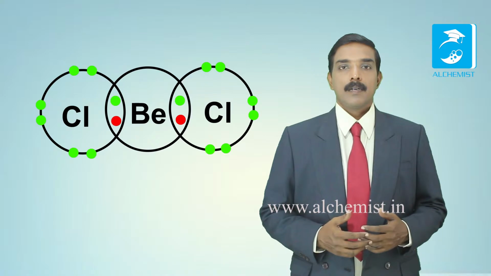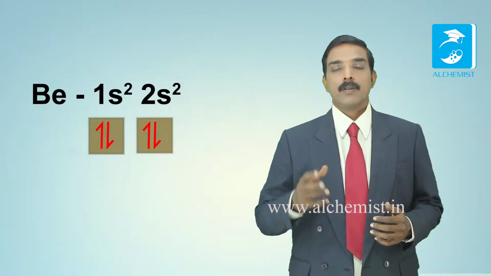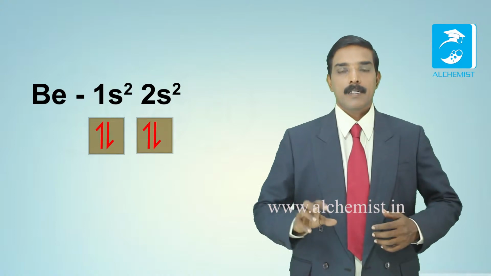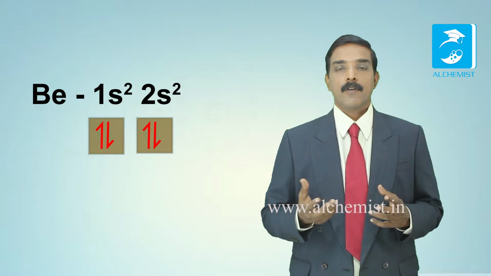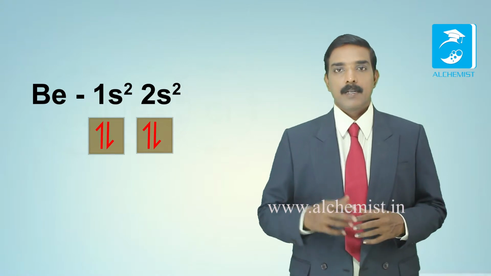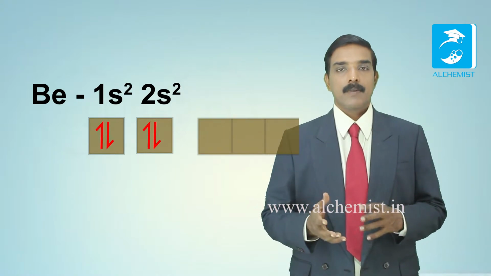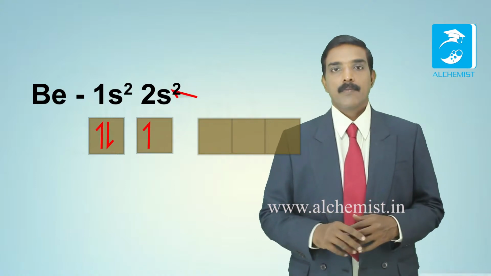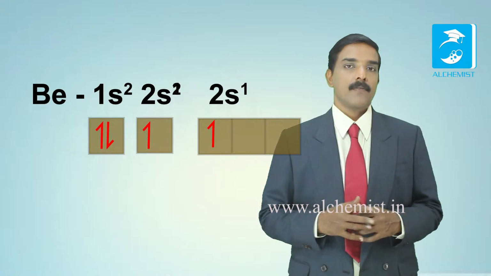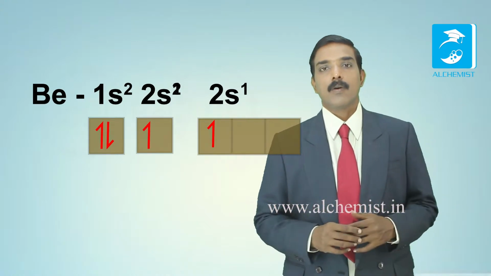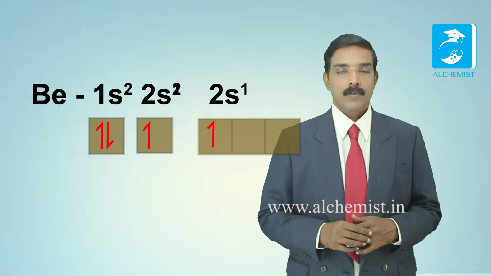But when we examine the electronic configuration of beryllium atom, there is no such half-filled orbital in the ground state. But when beryllium atom forms bond with the chlorine atom, one of the two s electrons will excite to the 2p orbital, forming two half-filled orbitals. Now these two half-filled orbitals can form bond with the two chlorine atoms, forming beryllium chloride molecule.